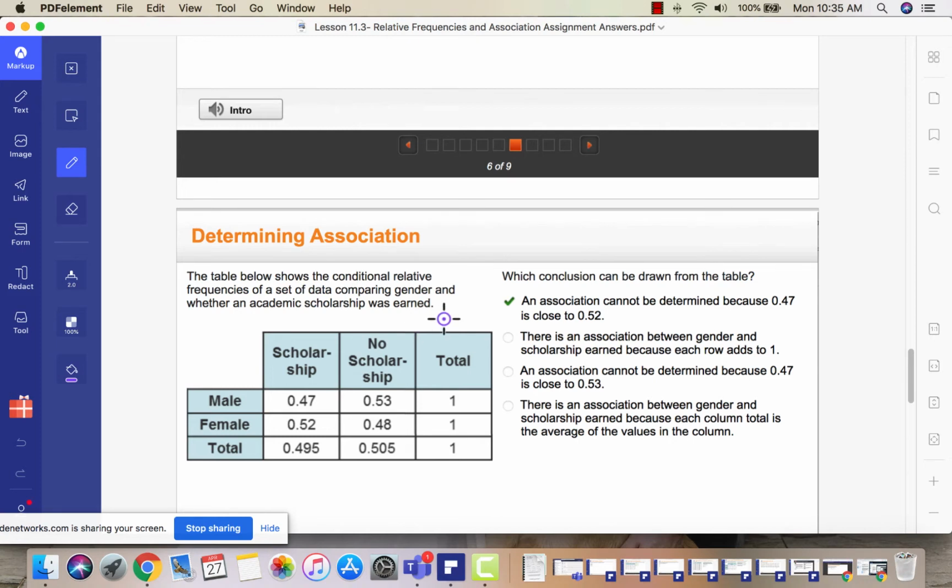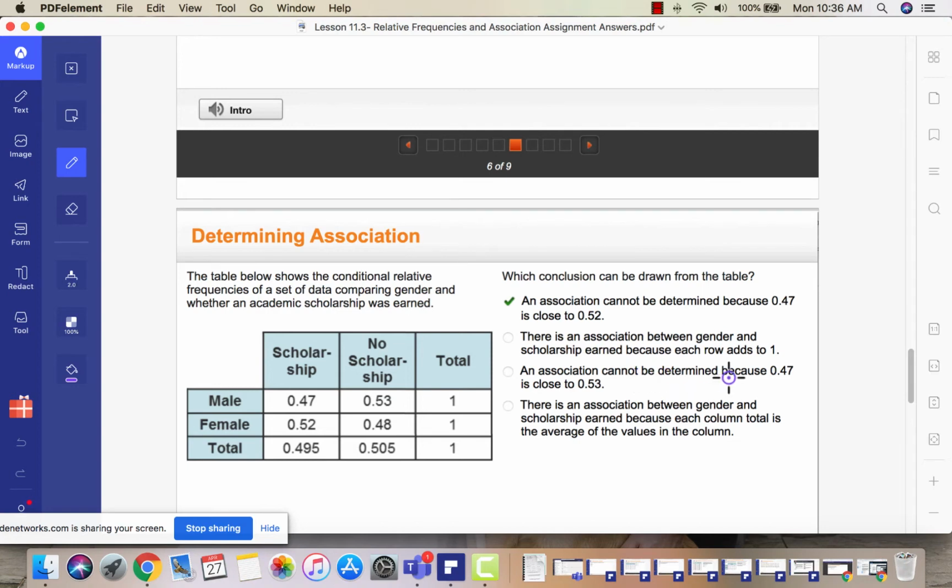When it has to do with an association, it has to have a larger percentage. For example, if there was an association, it would be like 0.97. There would be a larger gap. 0.47 and 0.52 are too close together to determine whether or not there is an association. It wouldn't be that there is an association between gender and scholarship earned because each row adds up to 1. No, it should always add up to 1 no matter what, even if there is an association.